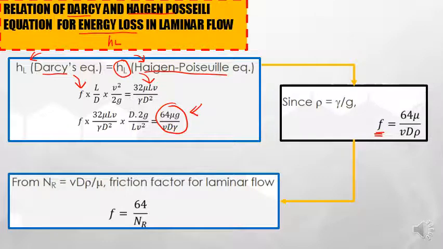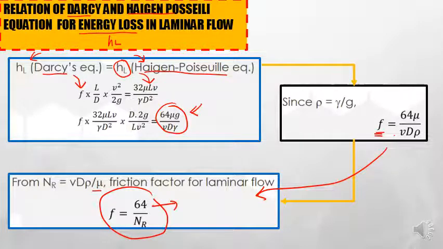And since the Reynolds number is actually rho V d divided by mu, which is the viscosity, lastly we can simplify this equation into this equation, which is F, the friction factor, equals 64 divided by the Reynolds number. So this is how you calculate F, the friction factor, for laminar flow.